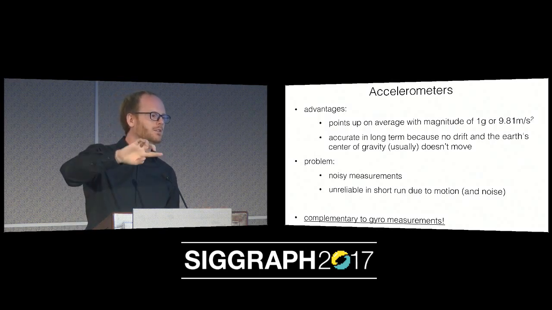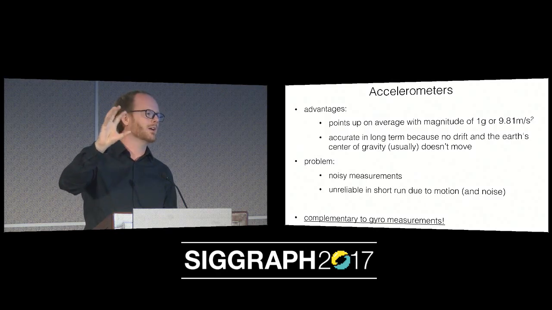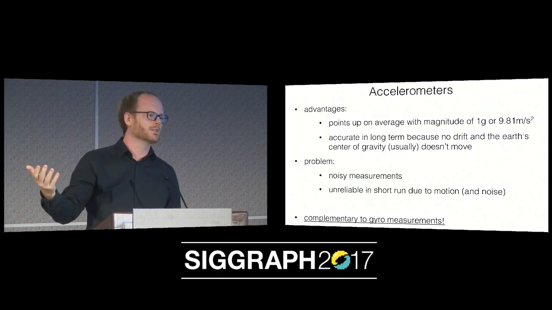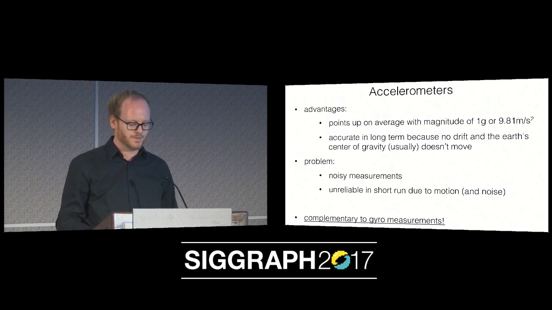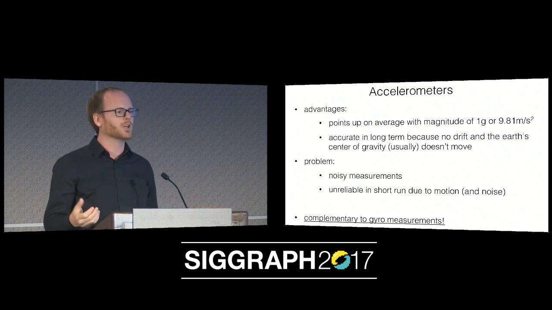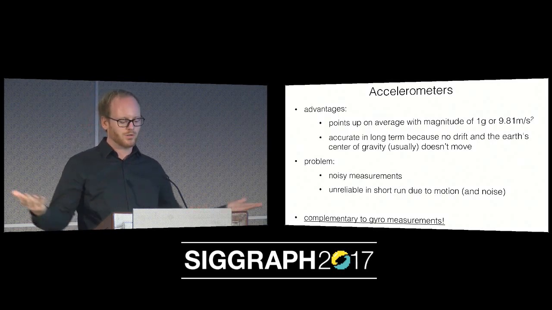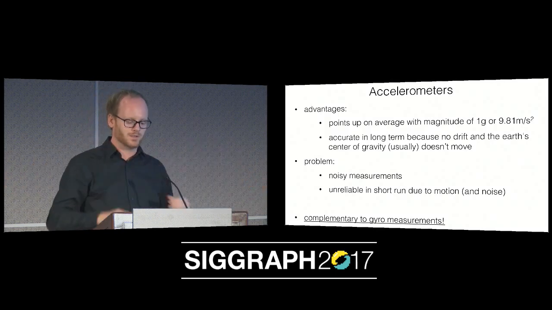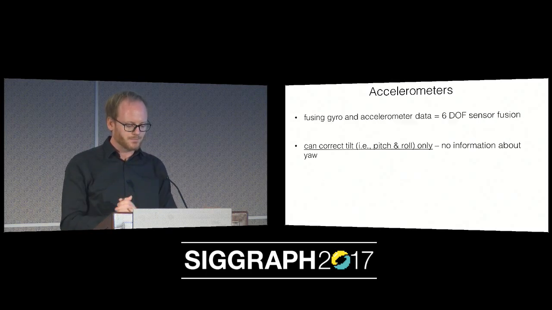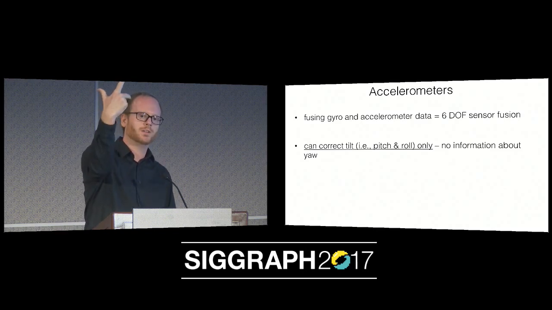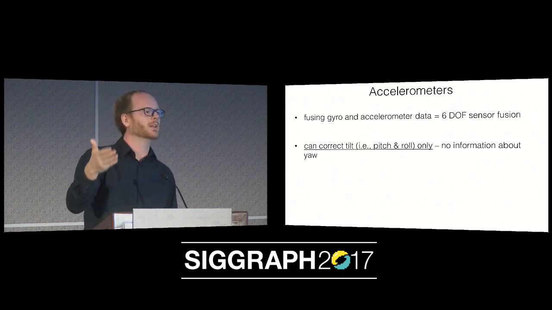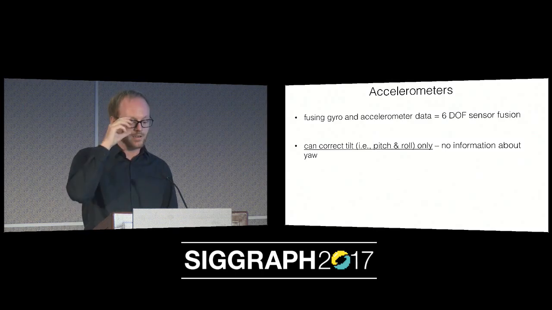The gyro always takes these relative measurements of angular velocity, so after a little while, we lose all notion of a global reference point. But the accelerometer will provide exactly that. So they're complementary to the gyro measurements, and the best sensor fusion approach, of course, takes the good parts of two different things and brings it together, and that's exactly what we're going to be doing. So fusing gyro and accelerometer measurements is known as 6 degree of freedom sensor fusion, and we can correct the tilt with that, so the pitch and the roll. But we don't have any notion of heading or yaw, the rotation around the y-axis. We don't know that. So we can't correct everything. That would be 9 degree of freedom sensor fusion.